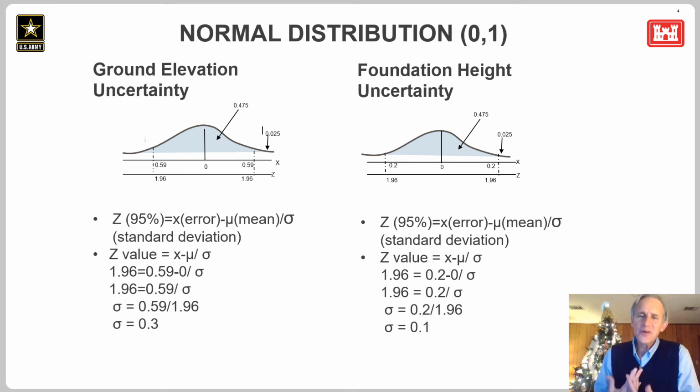I know the HEC-FDA users manual doesn't explain all that, that it's assuming a 95% level of confidence and assuming a normal distribution, but that's how it gets those values. And a normal distribution, by the way, has an equal amount on the right side and on the left side. So for 95%, 0.475 is on the right side and 0.475 is on the left side. So it's symmetrical, is what we would say.